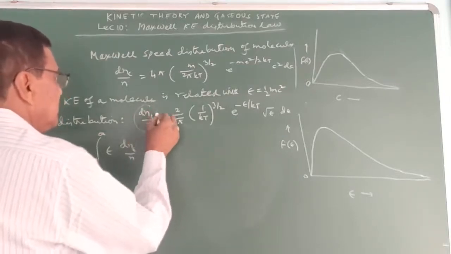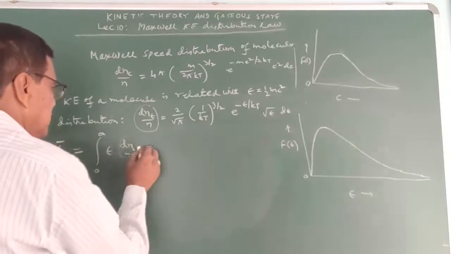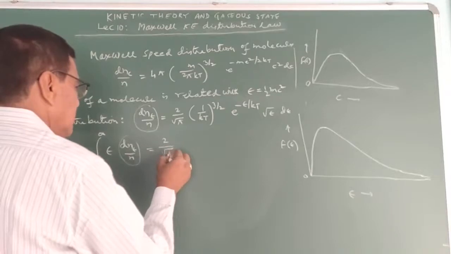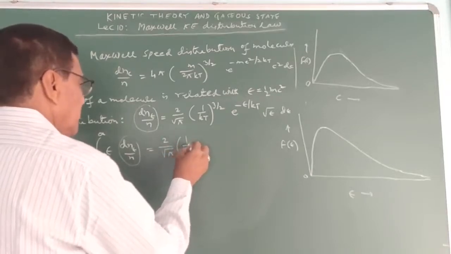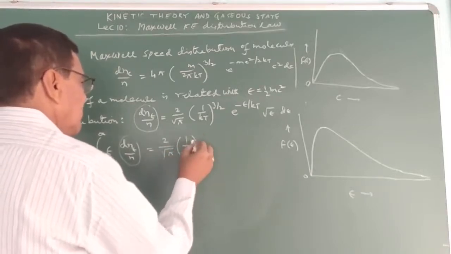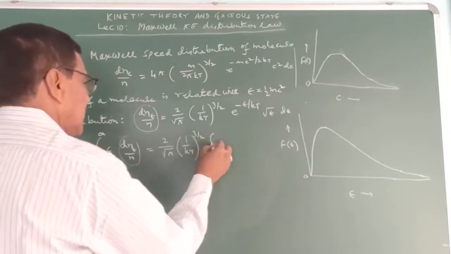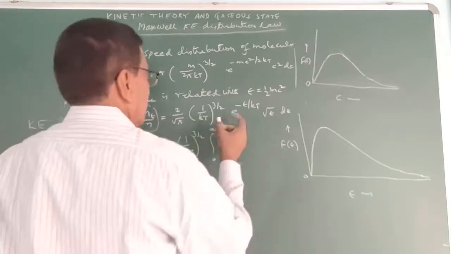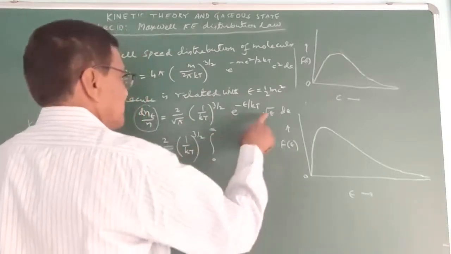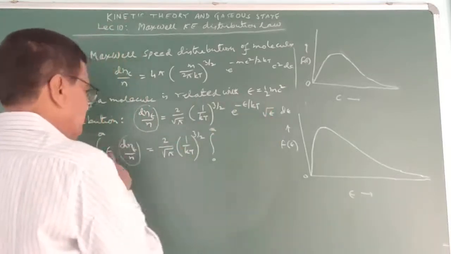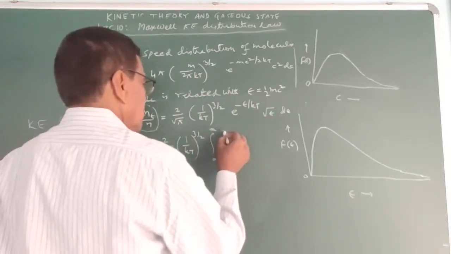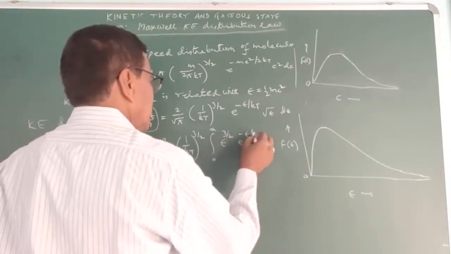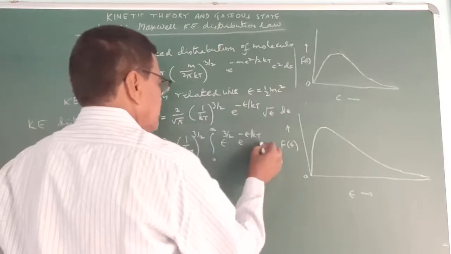If you replace this dn(epsilon)/n here, then it is 2/√π, constant, (1/kT)^(3/2), and integration from 0 to infinity, of epsilon to the power half times epsilon, so epsilon to the power 3/2, e to the power minus epsilon by kT, dε.